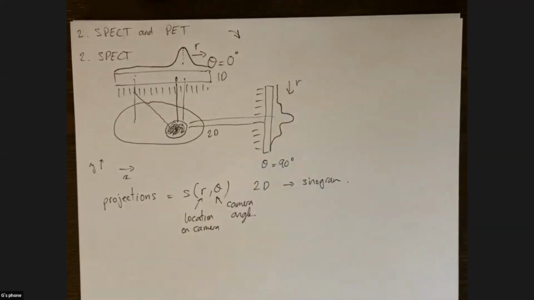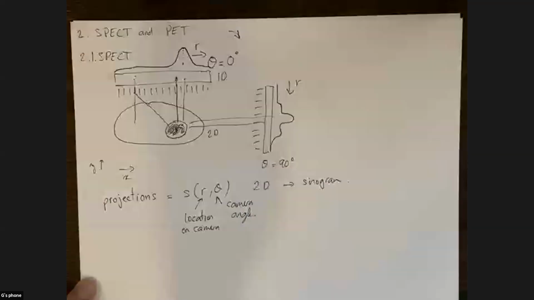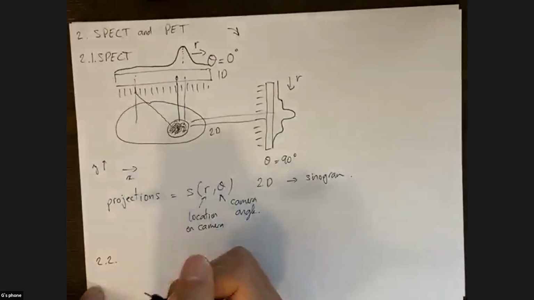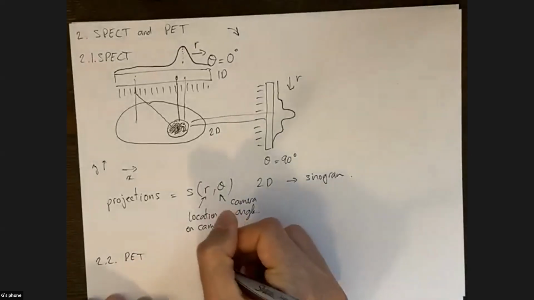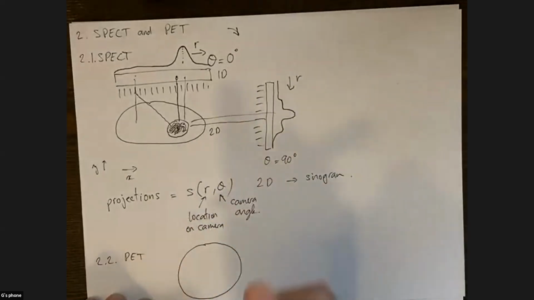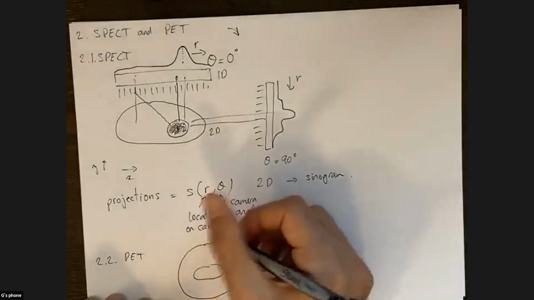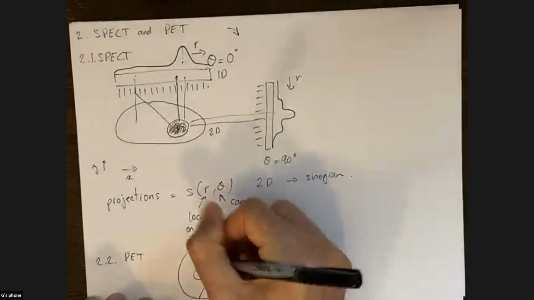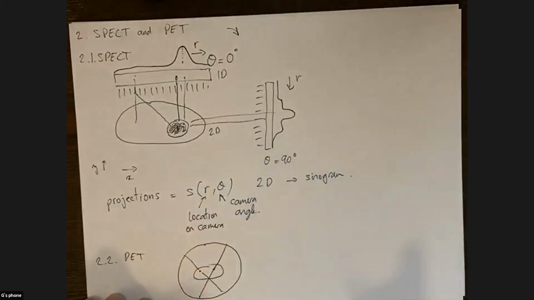Now, a brief word about PET. Sorry, the previous part should have been 2.1, and now 2.2, just PET. PET is very similar, except there's no mechanical rotation of the system. PET is a ring of detectors, and the patient is lying in the middle. The gamma rays come out as pairs, so each time there's a decay, two gamma rays are emitted in opposite directions.